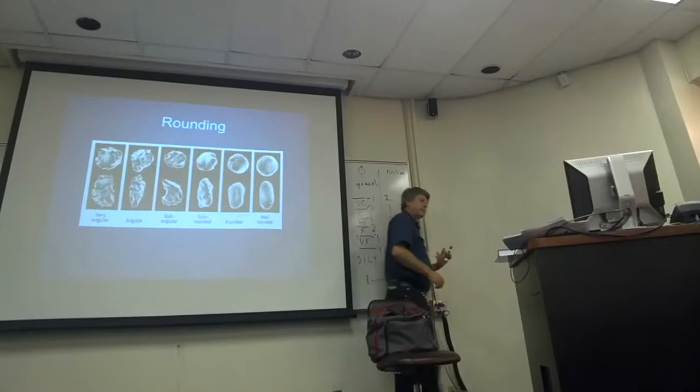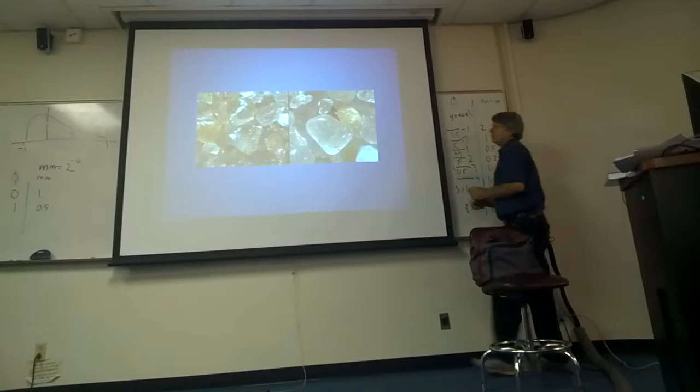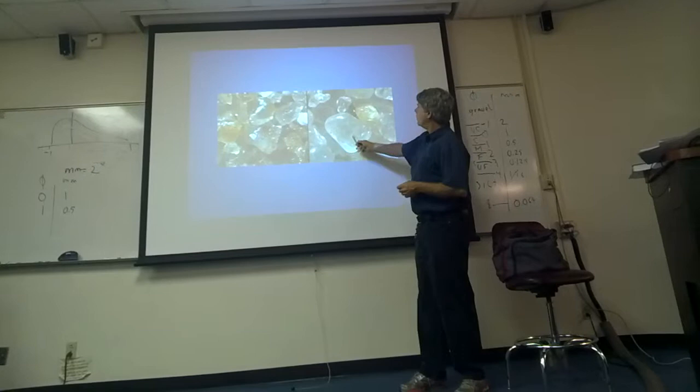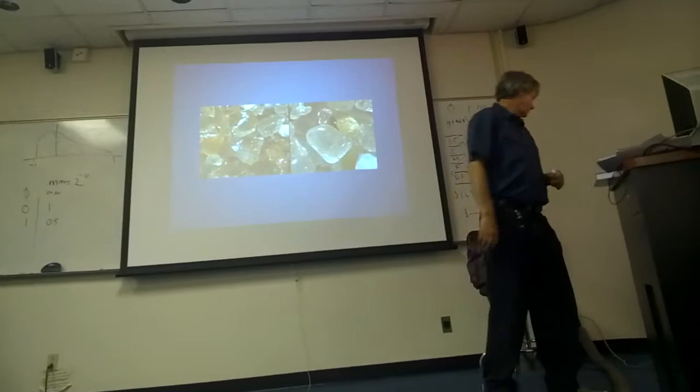Anyway, here's just a good example of well-sorted and well-rounded. This would be a well-rounded, well-sorted sand. We don't have a scale, so we don't know what size. This would be probably a well-sorted angular sand.